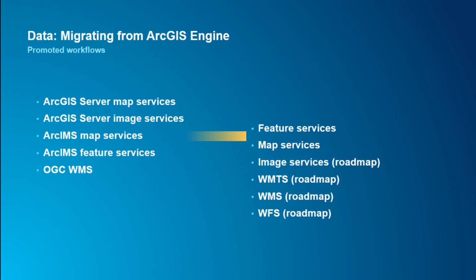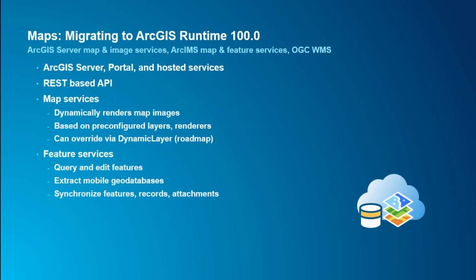So a lot of functionality in the ArcGIS Runtime today and the ArcGIS platform itself is based on access to feature services. We also support map services. And then I've got some notes about what's on the roadmap there. I've got another roadmap slide coming up that I'll talk through about some of the things that are coming up. So in terms of service types then, ArcGIS Server portal hosted feature services.